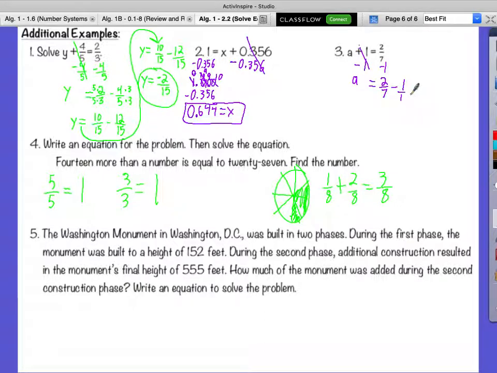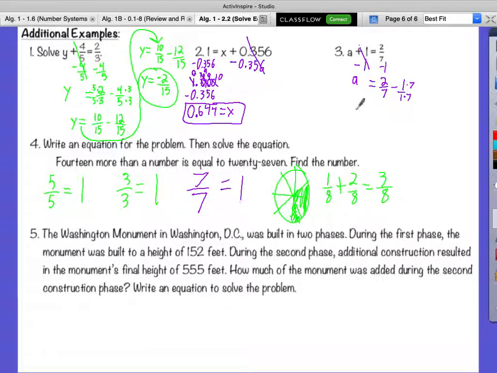7, okay? So 7. How do I get this 1 to look like a 7? Multiply by 7 on the top and the bottom. Because what's 7 divided by 7? 1, okay? 7 divided by 7 is 1. So we're really multiplying by 1. Look at my hands. We're just making it look different.